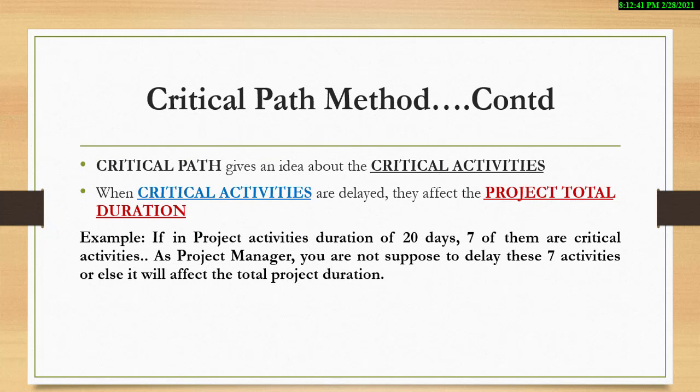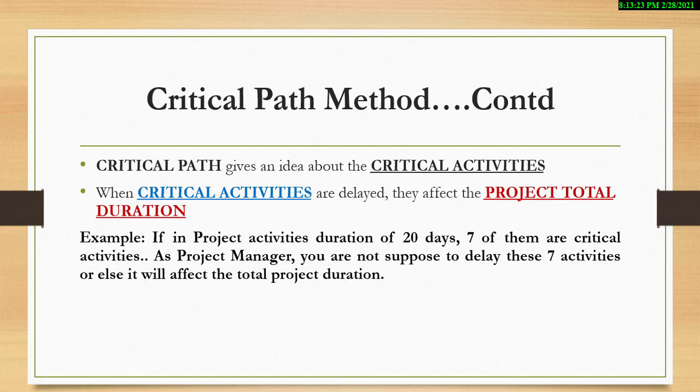Let's look at this example. If a project has an activity duration of 20 days, so when you have a project duration of 20 days and 7 of them are critical activities, as a project manager, you are not supposed to delay these 7 activities, or else it will affect what you call the project duration. So within these 20 days, we have 7 of the activities that are very critical.